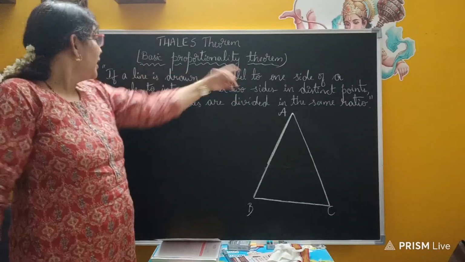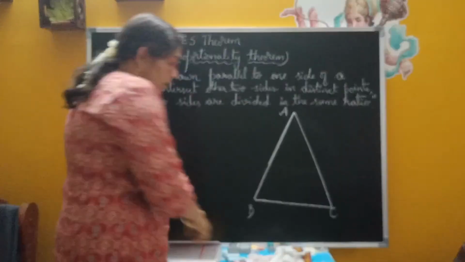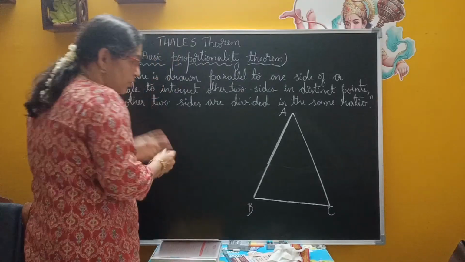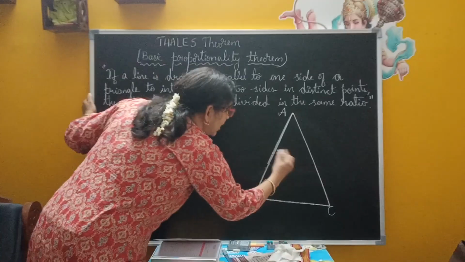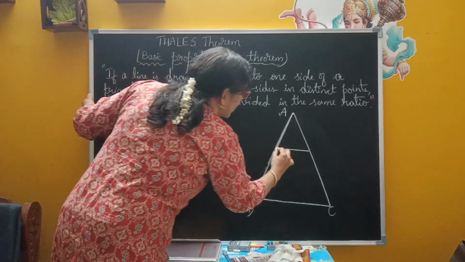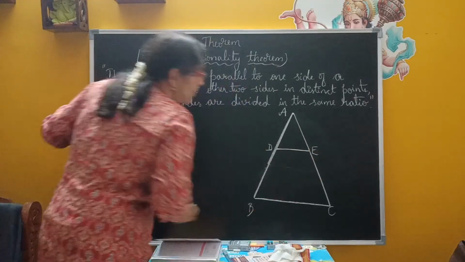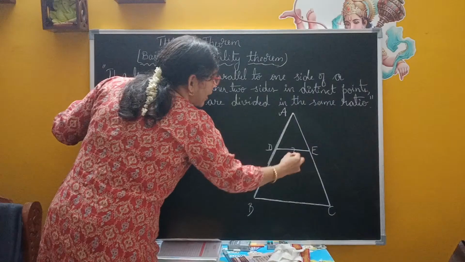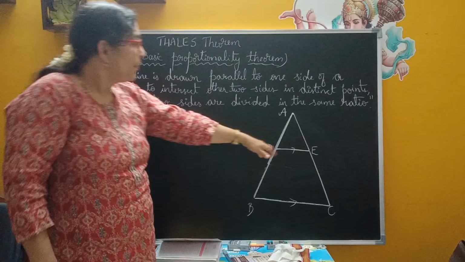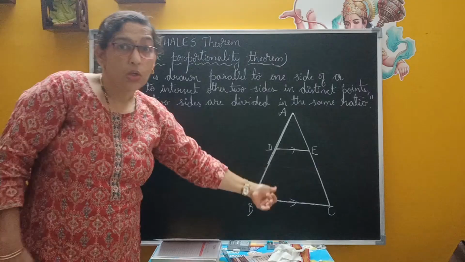Now a line is drawn parallel to one side of the triangle. If I consider the side BC, the base of this triangle, as one side, I will draw one line which is parallel to BC. I will draw a line segment and name these points as D and E. DE is now parallel to BC. So I have drawn a line parallel to BC. It is very clear now in the figure.